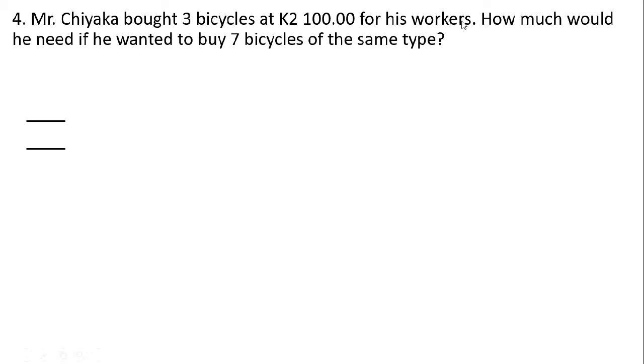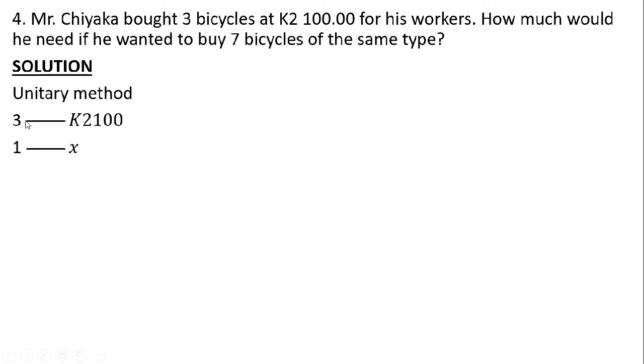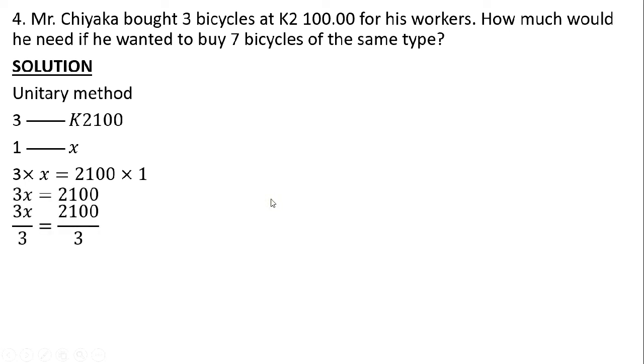So this last one, we are going to use the unitary method. The unitary method is where we are going to find the price of 1 bicycle. So we are going to say 3 cost 2,100 kwacha. What did 1 bicycle cost? So we'll say 1 to x. From here, we'll cross multiply. We'll say 3 times x will be equal to 2,100 times 1. So 3x will be equal to 2,100. To find the value of x, we'll divide both sides by 3. Our x will be equal to 700. So it means each bicycle costs 700 kwacha.